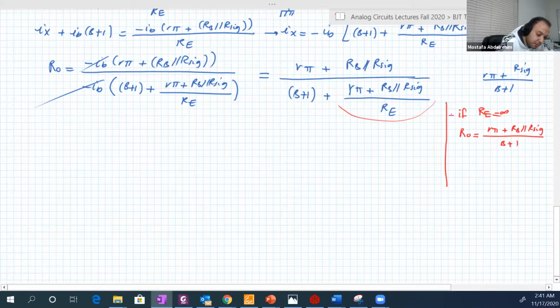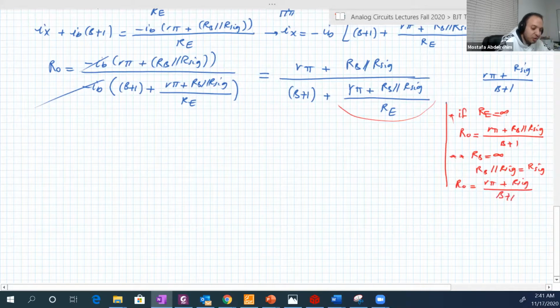Now second step, put RB capital equal to infinity. You know that if you have a parallel combination and one of the resistances is infinity, the parallel combination will go to the second resistance. So RO is R_pi plus R_signal over beta plus 1. We go back to the original value, so we are on the correct path.